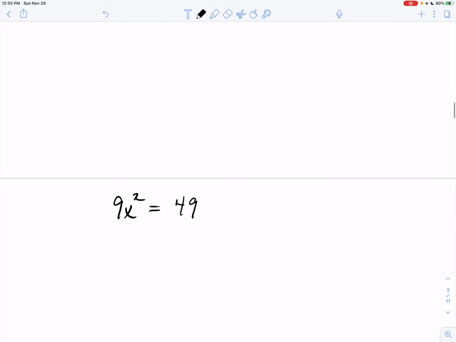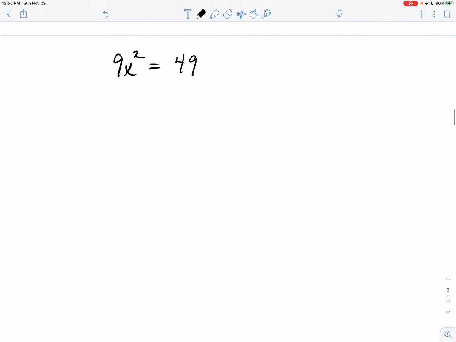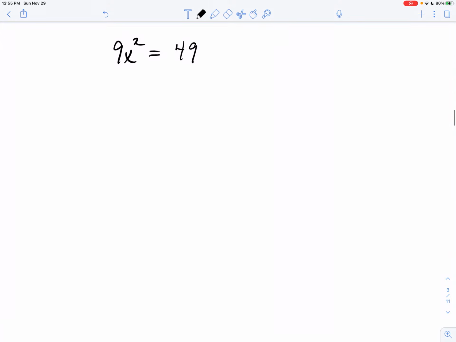And let's try this next one, because this next one, oh, there's a number in front now. What do you do? You divide. Get that thing out of your face. Out of my face. Then I get x squared.